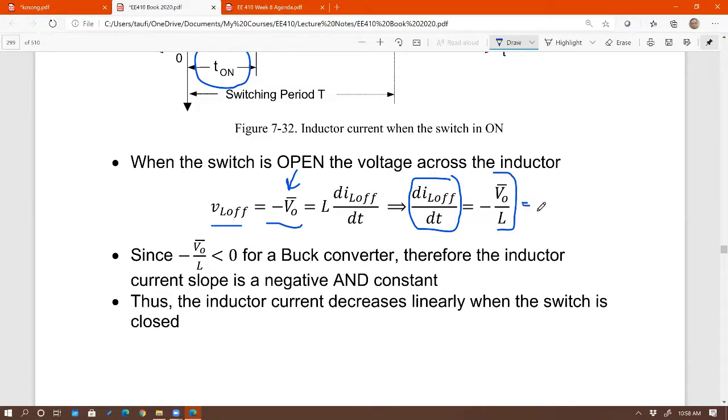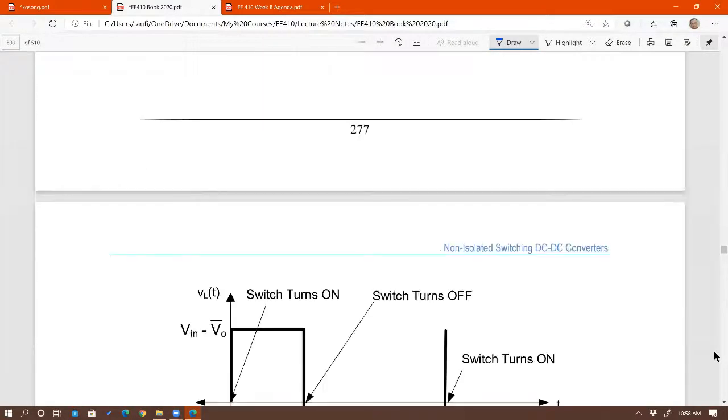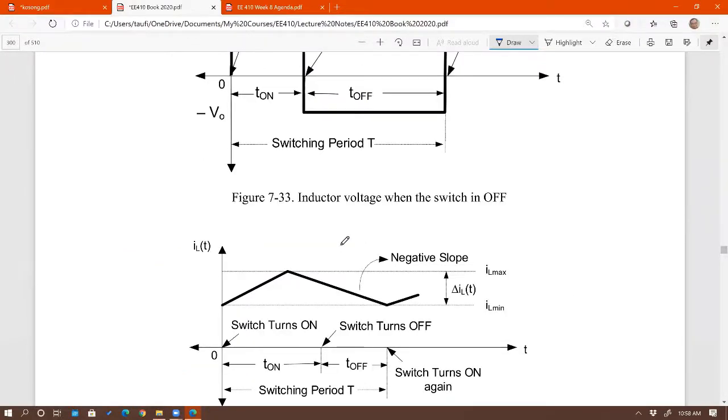Now tell me, is it a constant slope? Yes or no? Yes, because V out is constant, L is constant. That is a constant, so it is a constant slope. What is the sign of this slope? Well, obviously it's going to be minus. So minus constant. How do you draw a minus constant slope? That's just a linear slope sloping down, just like this.